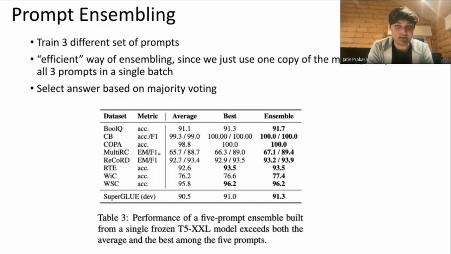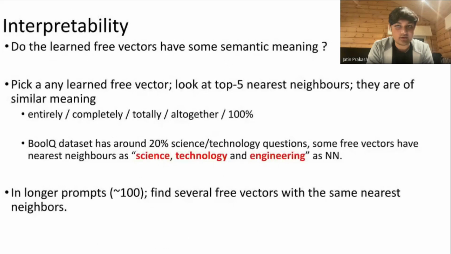Okay, cool. Okay. So this is interesting. What the authors did is look at the interpretability of these free vectors. Do the learned free vectors have some semantic meaning? We have learned these, but might as well look at them. If I pick a random free vector that was learned, and look at the word embedding in the vocabulary which is closest to this, what would that word actually be?